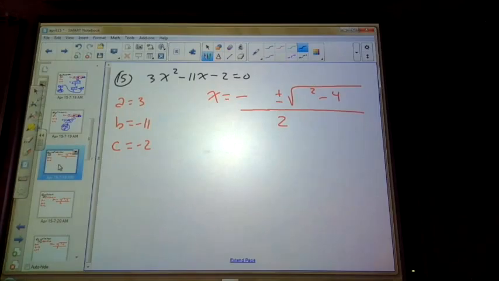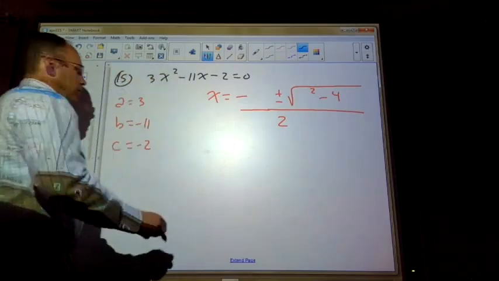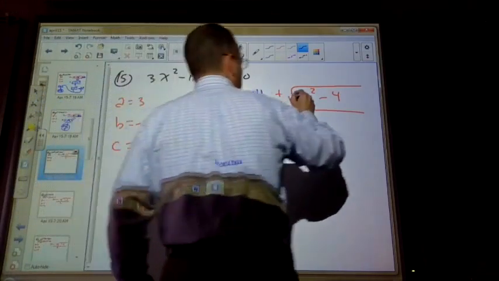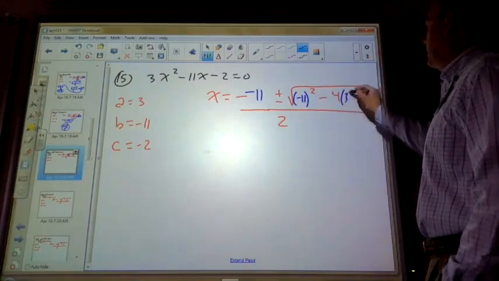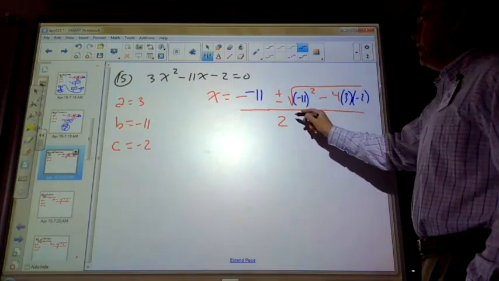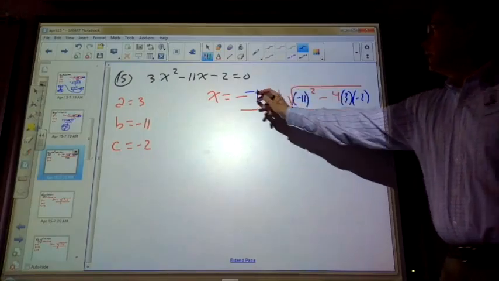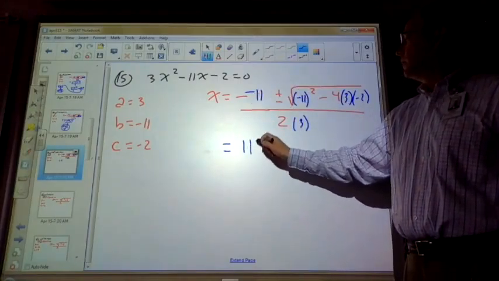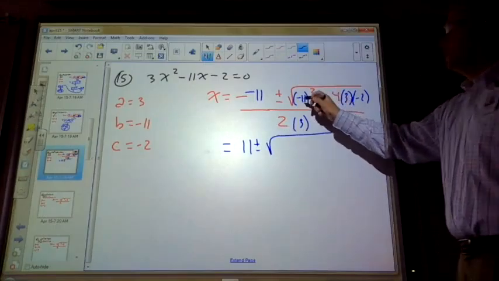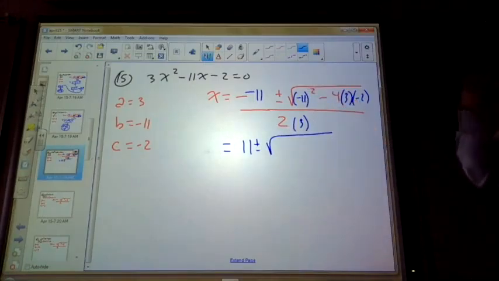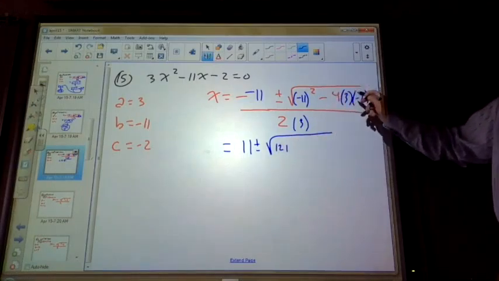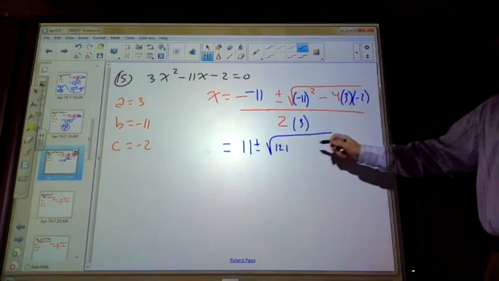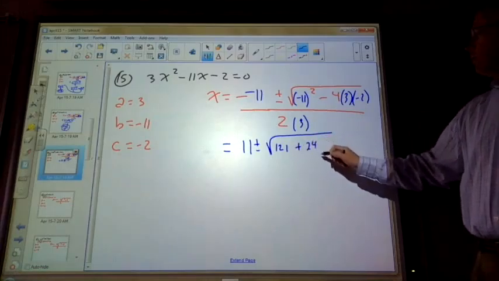15, my A value is 3, my B value is negative 11, my C value is negative 2. Again, my skeleton version, so I get negative 11, and then negative 11 squared minus 4ac all over 2a. Negative, that's positive. Negative 11 squared, that's negative 11 times negative 11, which is 121. Negative 4 times 3 is negative 12. Negative 12 times negative 2 is positive 24, all over 6.